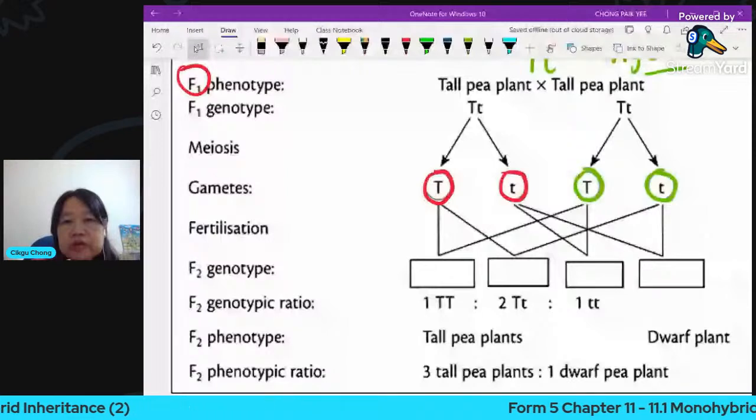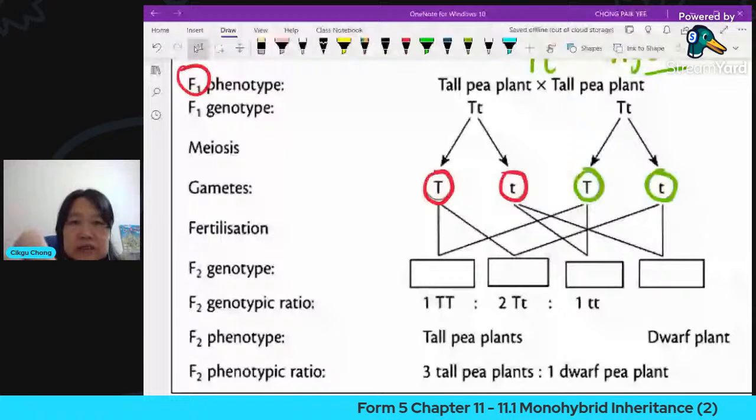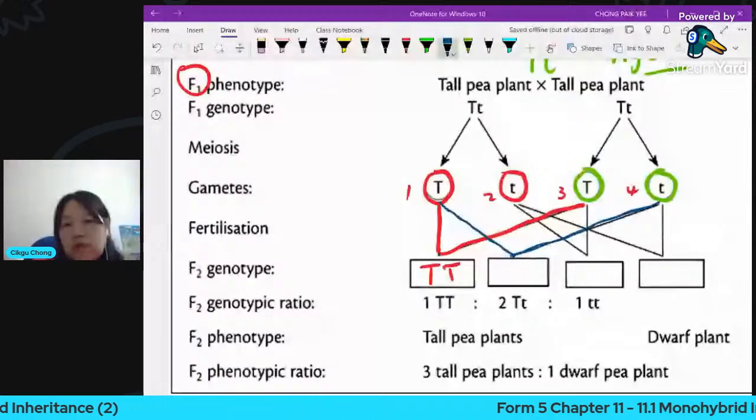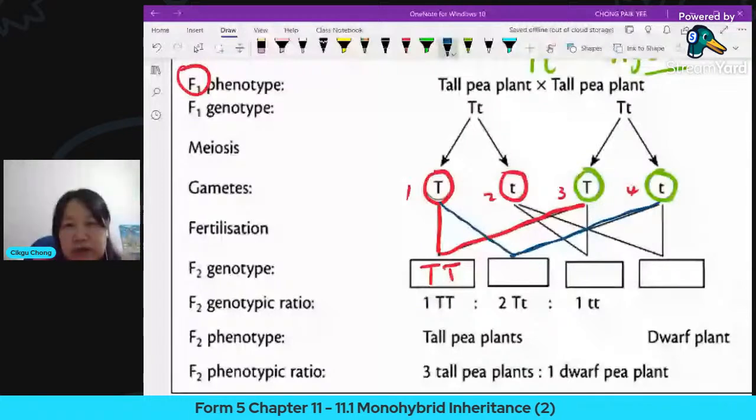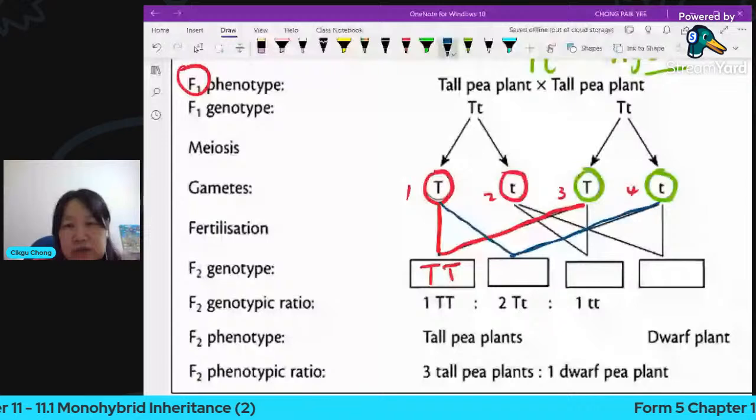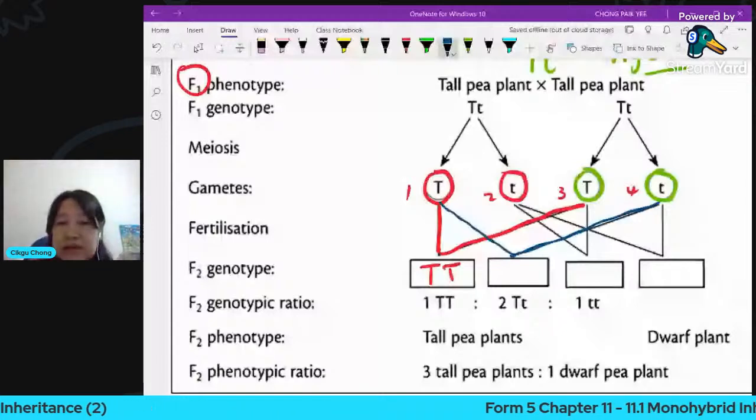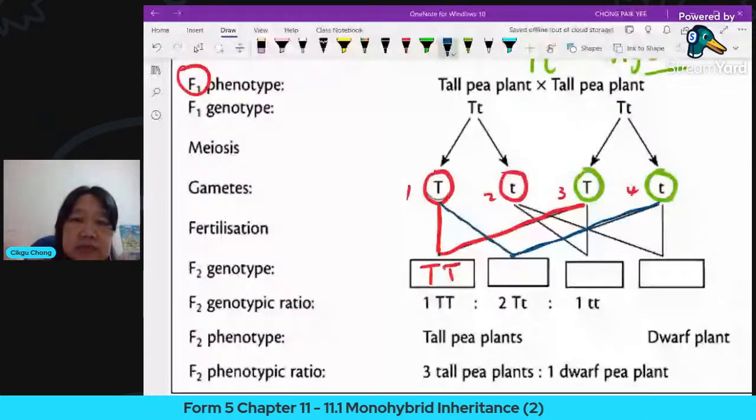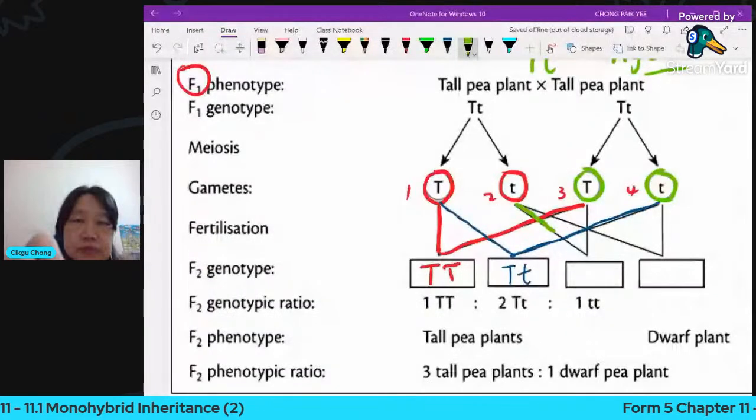Now we look at the other combinations. What about this? This pollen has also the chance to pollinate this ovule. So this is a small t, because this happens to carry a recessive allele. Next one, what about the other possibility that you haven't explored yet? The next possibility is this one.